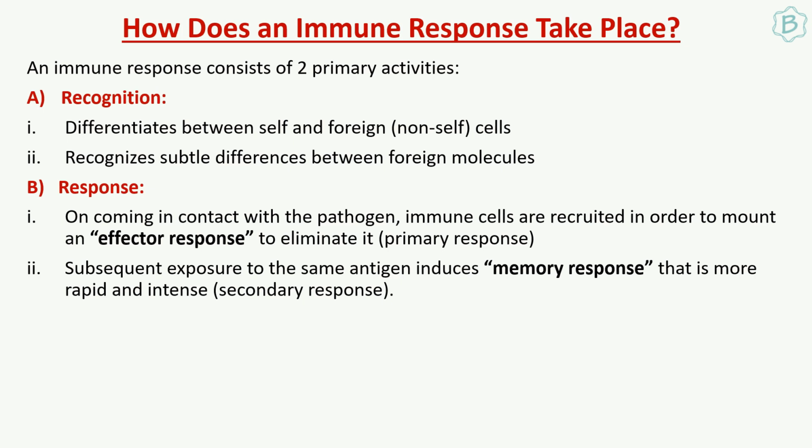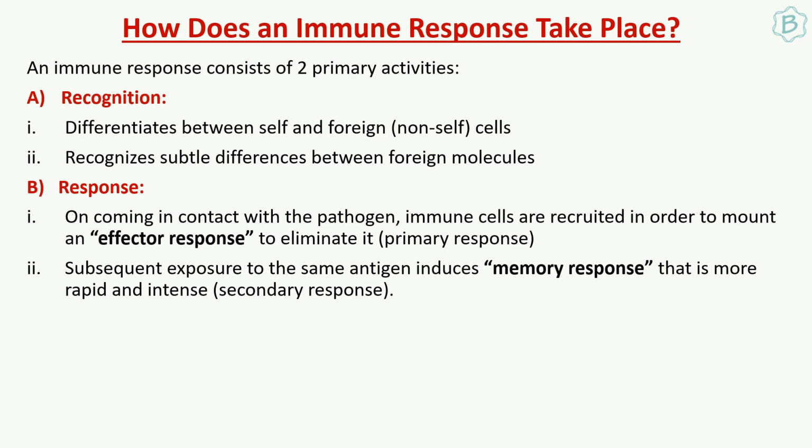The first one is recognition. So over here the body is able to differentiate between any foreign cells, which are non-self cells, and it recognizes your own body cells, which are your self cells. So now the body will not attack your own body cells, and thus this is a very important property. However, if there is any defect in this, then it could lead to an autoimmune disease.